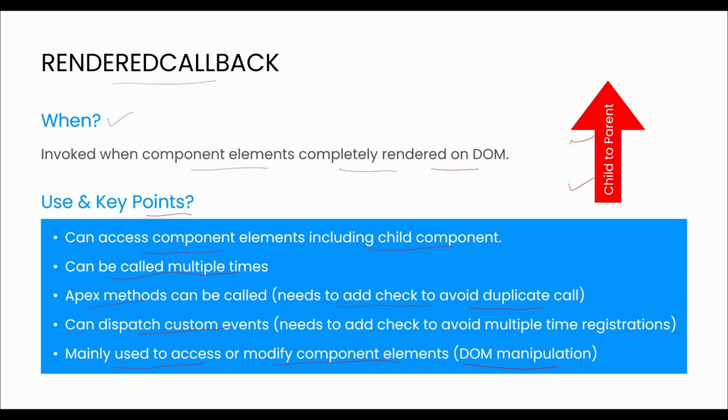For example, let's say you want to dynamically add CSS or other attributes on an element. Or let's take another example. Let's say we have an amount field, and if the amount is less than 0, then we want to show the text in red color, or if the amount is greater than 0, then the text should be in green color. To achieve this requirement, we can access this element in rendered callback using query selector or the LWC refs property and assign a CSS class on the basis of the amount value. So rendered callback is mainly used to perform DOM manipulation.